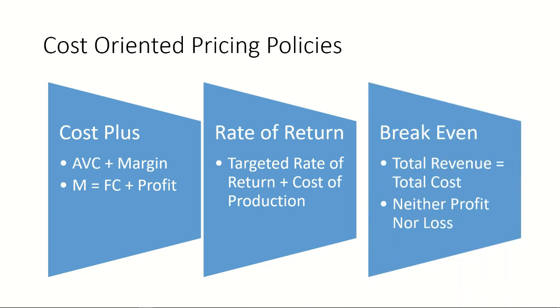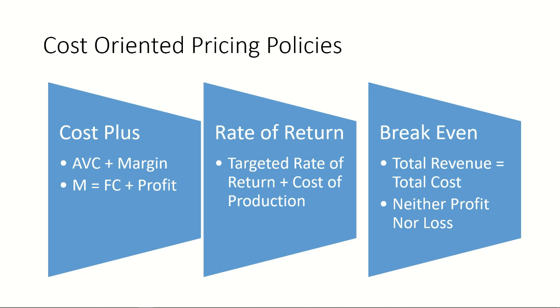And break-even pricing means a point at which the total revenue is equal to total cost. So first of all, we will find the break-even, that point where the total revenue is equal to total cost. It is a point at which there is neither profit nor loss. After finding the point, we will determine the price. So the advantage of this method is that we will not incur loss because we know the point where the revenue is equal to the cost.